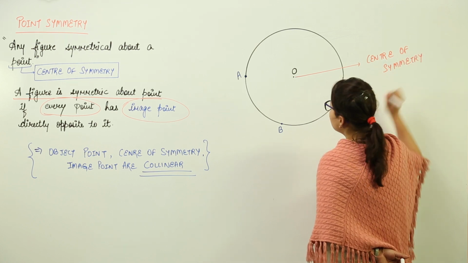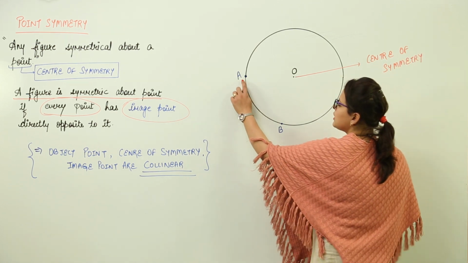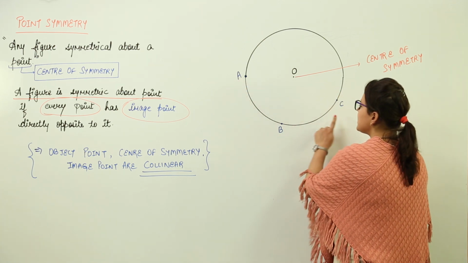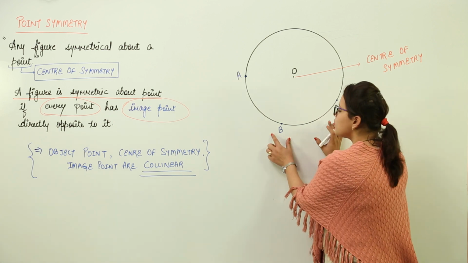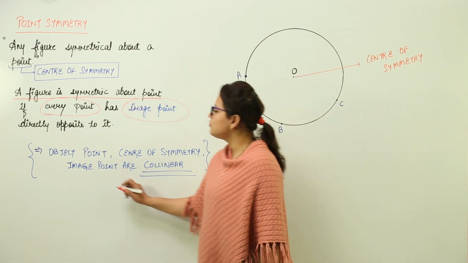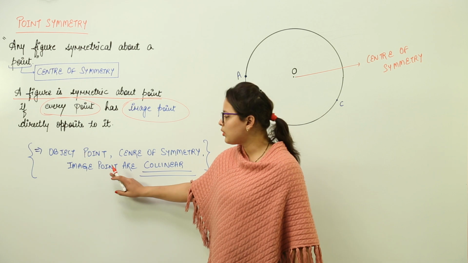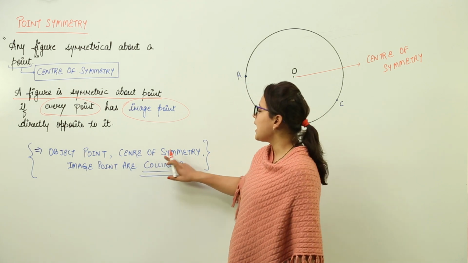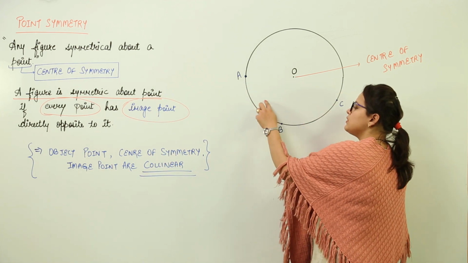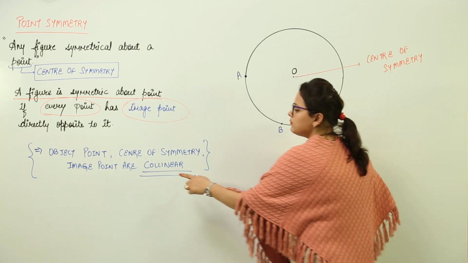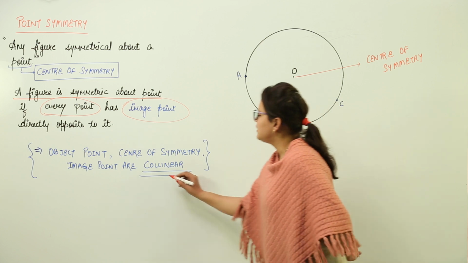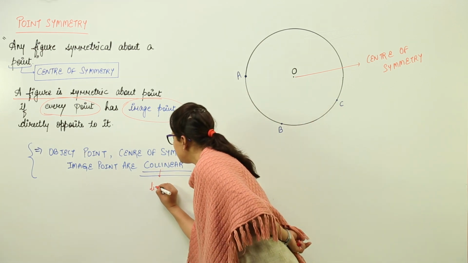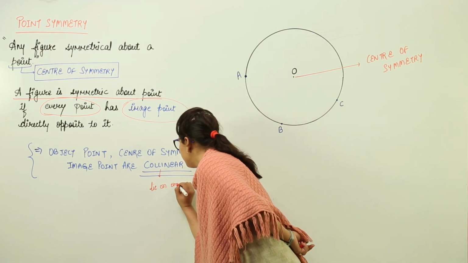Now consider A, B and C as the three points, which are the object points. We will conclude that the object point, the center of symmetry and the image point that will be formed are going to be collinear. Collinear means they are going to lie on one line.